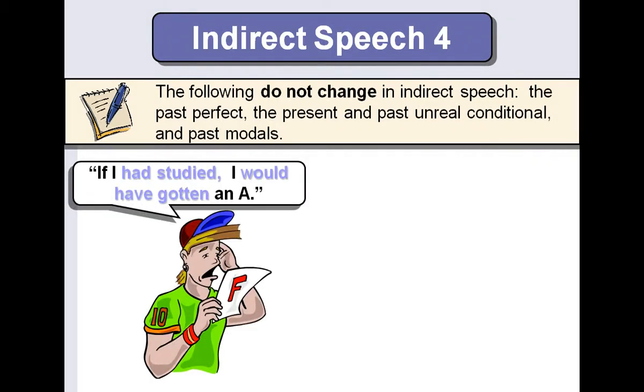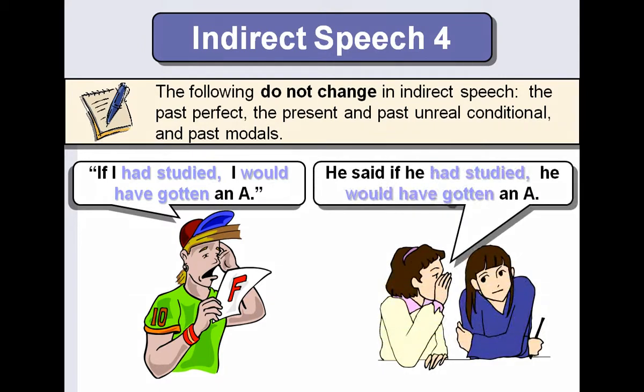The following do not change in indirect speech: the past perfect, the present and past unreal conditional, and past modals. If I had studied, I would have gotten an A. He said if he had studied, he would have gotten an A. No change.